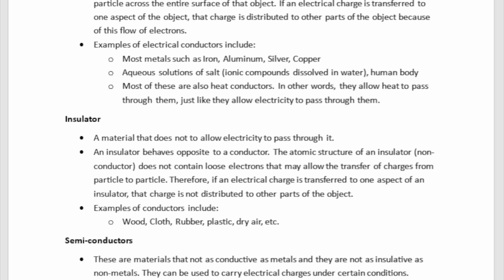Alright, what about insulators? An insulator is a material that does not allow electricity or heat to pass through it. An insulator behaves in an opposite fashion to a conductor, and the atomic structure of an insulator does not contain loose electrons. What are some examples? Some examples are wood, cloth, rubber, plastic, dry air, and all of that.